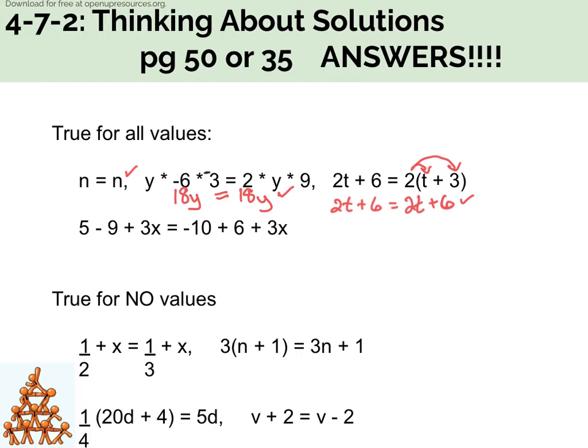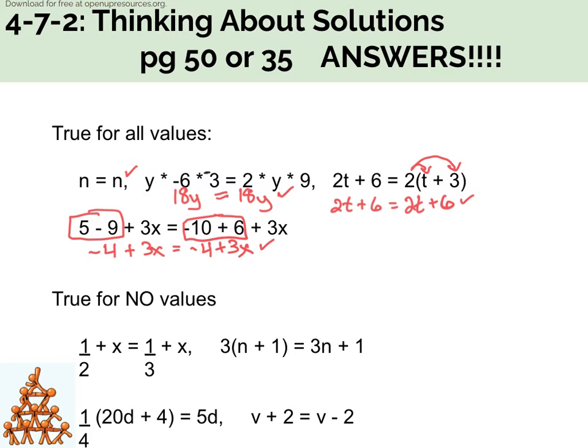Next one, let's do the 5 minus 9. 5 minus 9 is negative 4, and then 3x. Let's do negative 10 plus 6. That's negative 4, also plus 3x. Does negative 4 plus 3x equal negative 4 plus 3x? Is this true? Yeah, it's true. So that's going to be in the true for all values category.